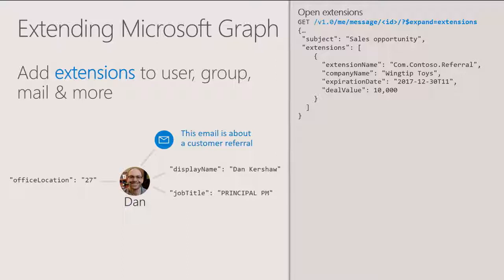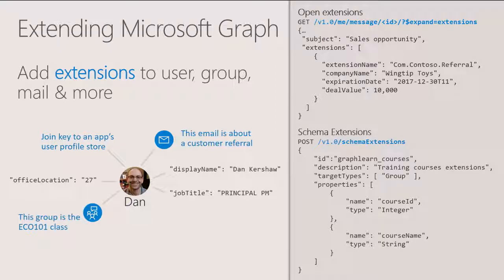Alternatively, maybe I already have my own application user profile store with my own application-specific data in it, and I need to link that to a user in Microsoft Graph. So in this case, I can create an extension property that represents a join key to my app profile. And additionally, maybe I want to be able to share my application's extension properties with other application developers and my partners.